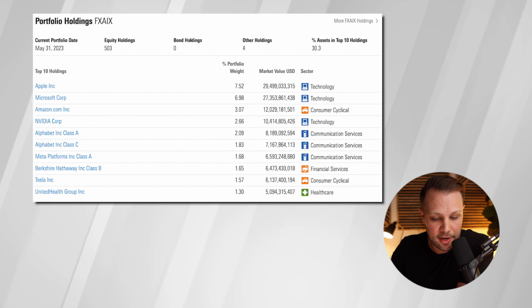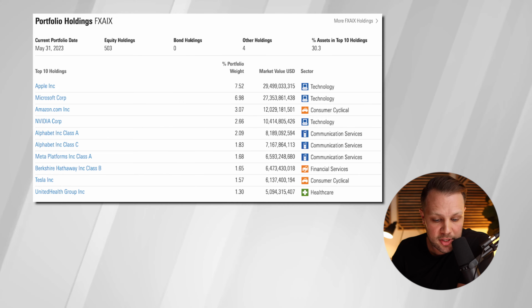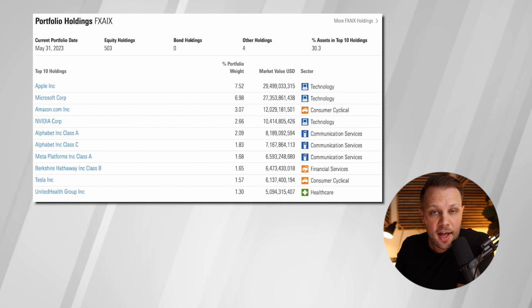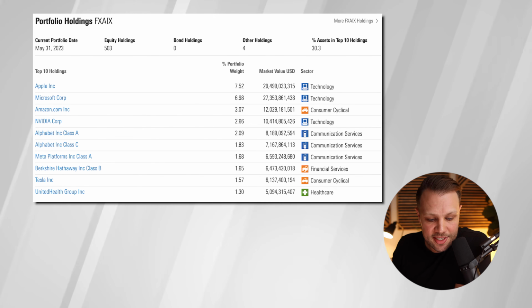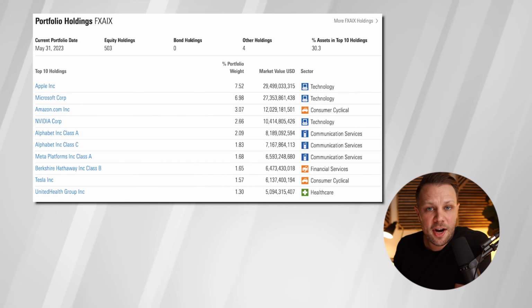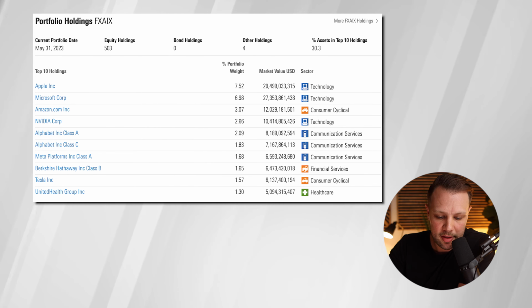Now, the top 10 holdings here are going to be very similar. Apple, Microsoft, Amazon, Nvidia, Alphabet Class A, Alphabet Class C, Meta, which is Facebook, Berkshire Hathaway, Tesla, and United Healthcare. So between these two funds, they are extremely comparable. And the expense ratio is not going to make that massive of a difference.